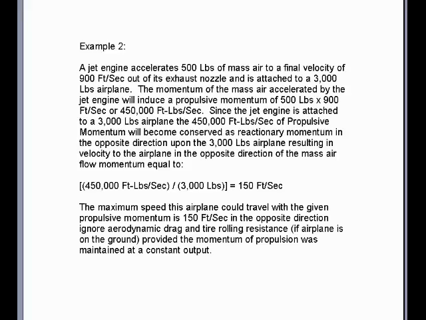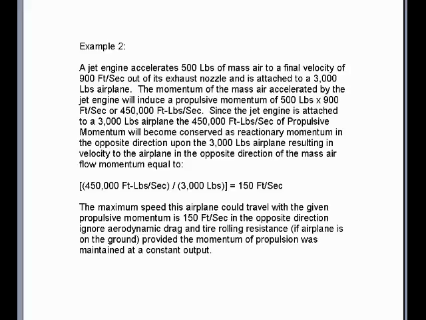Next example, a jet engine accelerates 500 pounds of mass air to a final velocity of 900 feet per second out of its exhaust nozzle and is attached to a 3,000-pound airplane. The momentum of the mass air accelerated by the jet engine will induce a propulsive momentum of 500 pounds times 900 feet per second, or 450,000 foot-pounds per second of momentum.